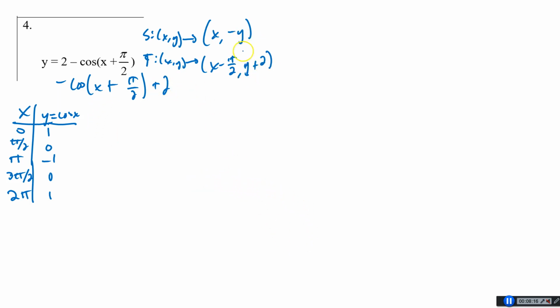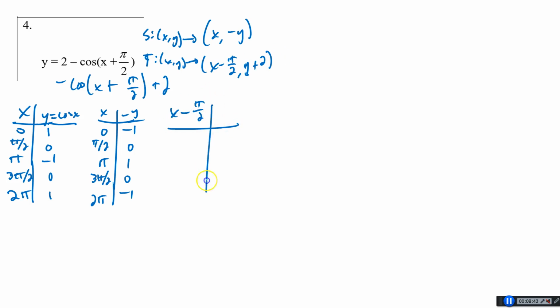Okay, so our first is just the x's are left alone, and then we have just negative y values, so it flips them over. So we go -1, 0, 1, 0, -1. So it's going to start at the bottom, go up, and then come back down. It's kind of like a bell curve. The x's are left alone. 0, pi over 2, pi, 3 pi over 2, and 2 pi, yep. Now we do our translation. So we're going to have x minus pi over 2. And then we have our negative y's. We are now going to add 2 to all of them.